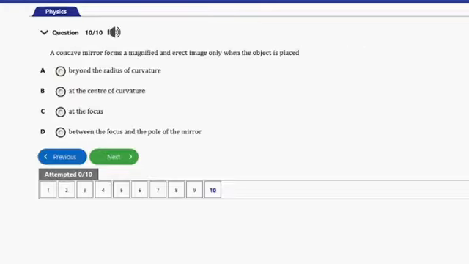So the next and last question here is question number 10. It says, a concave mirror forms a magnified and erect image only when the object is placed A, beyond the radius of curvature, B, at the center of curvature, C, at the focus, D, between the focus and the pole of the mirror. So guys, the answer to this question is option D here. A concave mirror forms a magnified and erect image only when the object is placed between the principal focus and the pole of the mirror. And that's it for this question.